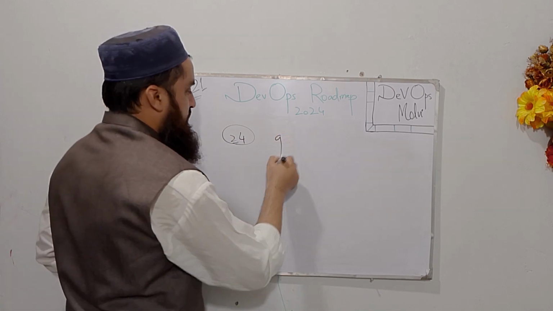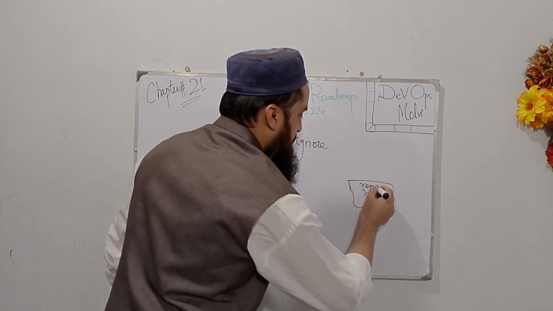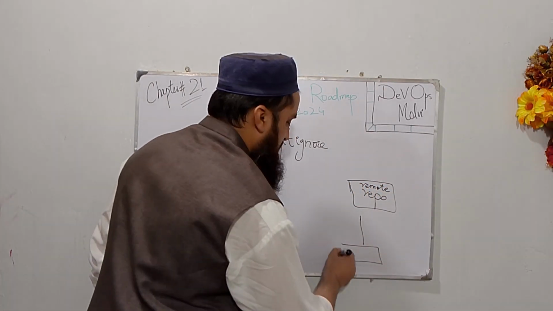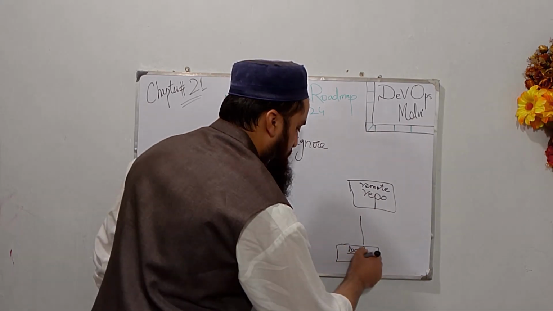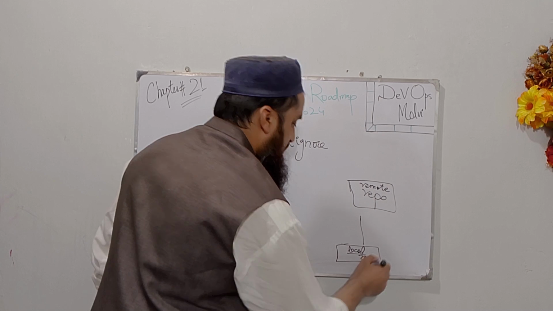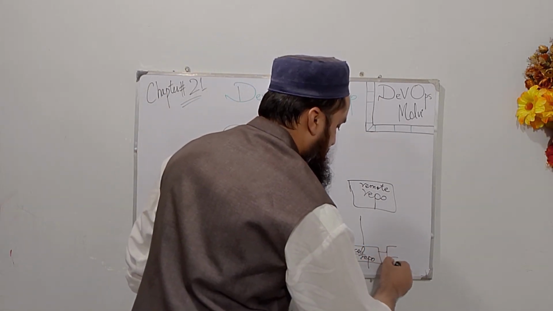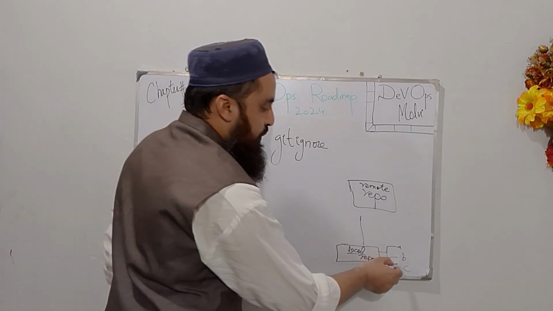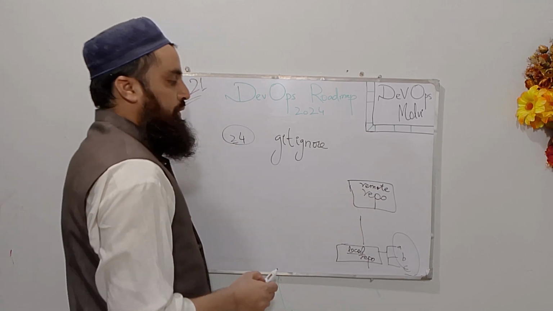The 24th term is Gitignore. For instance, this is my remote repository and I'm working on my VM. This is my local repository, and it contains a number of folders, folder A, B, and C, directories. I don't want these directories to be pushed to my remote repository.